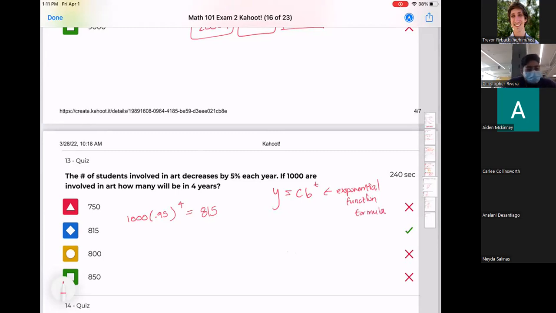And the reason why this problem seems a bit harder is because it's kind of worded weird. Honestly, the wording of the problem makes it seem like a linear equation when in actuality, it is an exponential function formula. So the exponential function formula is y equals cb to the power of t, where c is kind of like your constant value, b is your base, and t is your time.